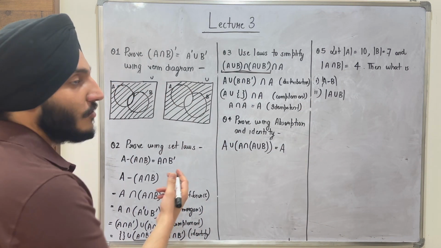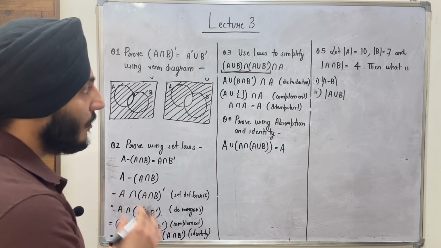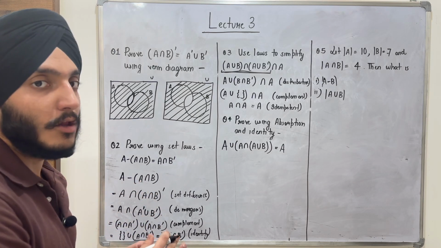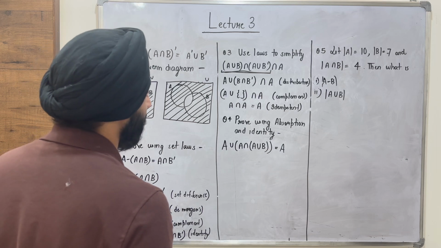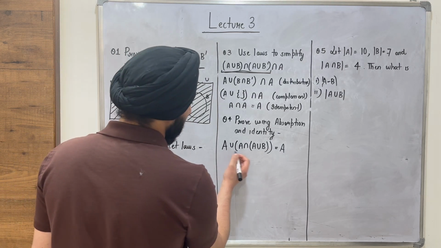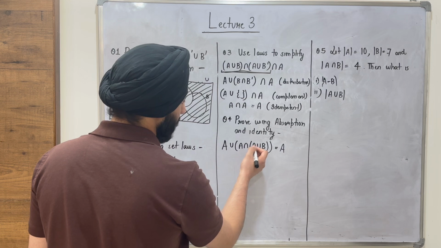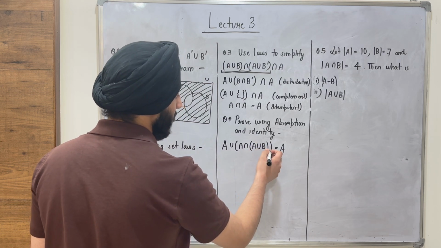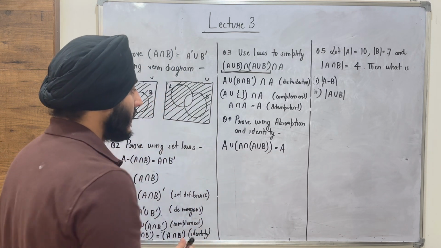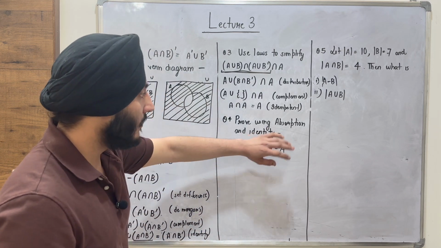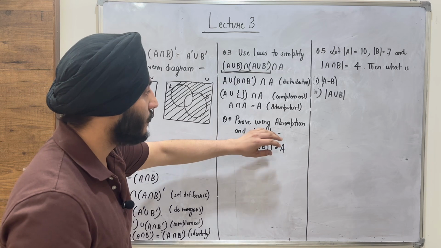So I hope you were able to solve this question. Just like I said, have a good understanding about all the laws that we covered. Moving on, let's try to solve question number 4 now. Given A union bracket A intersection bracket A union B is equal to A, and we need to prove it, right? Now, we are already given in the question that we should prove it using absorption and identity.